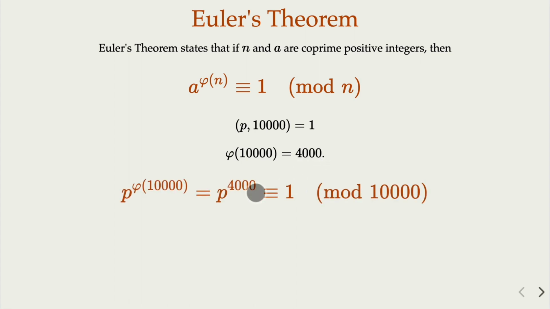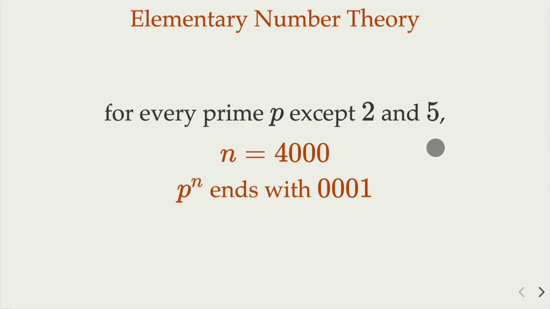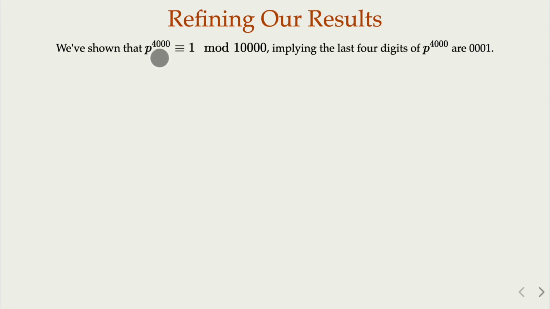So plugging into the theorem, p raised to phi, which is 4,000, is congruent to 1 modulo 10,000. That is, for any prime, if you raise it to 4,000, the remainder has to be 1. That is, the last 4 digits are going to be 0, 0, 0, 1. We proved it. So when n equals 4,000, the number ends with 1. We have shown that for the prime p, the 4,000th power has remainder 1, so the last 4 digits are 0, 0, 0, 1.